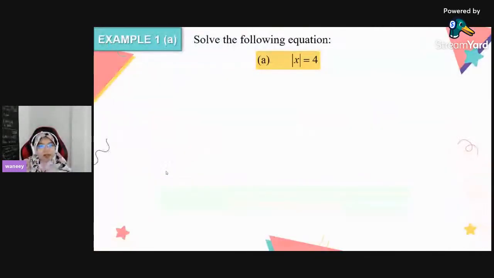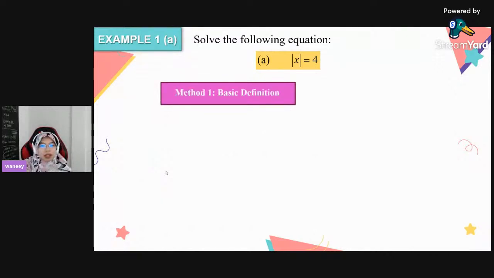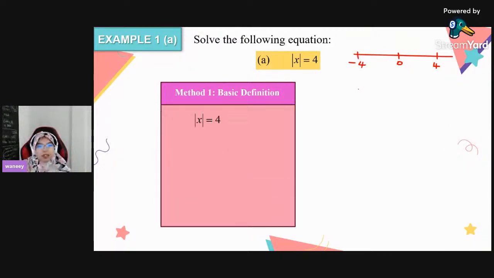Okay, next. Solve the following equation: absolute value of x equal to 4. Let us try to use the basic definition. This is 0. The distance should be 4, so this one should be 4 units, and this one should be negative 4. Therefore, by using the basic definition, you will have either x equal to 4 or x equal to negative 4.